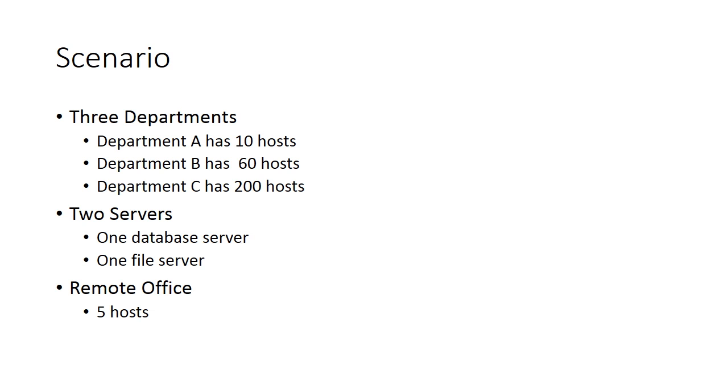Our group has to develop a network for a company that has 3 departments. Department A has 10 hosts, Department B 60 hosts, and Department C 200 hosts. The company has 1 file server, 1 database server, and 1 remote office with 5 hosts. Access to the servers is allowed for all the departments and the remote office. The network must also consist of at least 3 routers, 3 switches, and 1 host for each department.